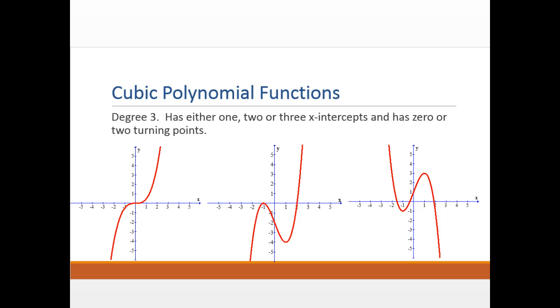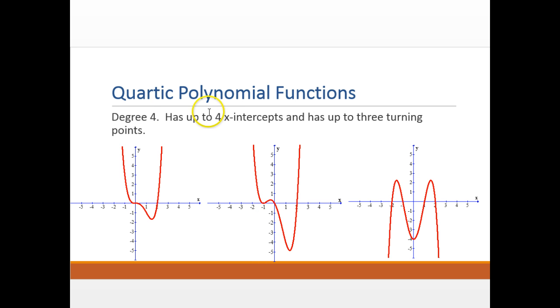We can look at cubic polynomials. These are simply degree 3 polynomials. And a degree 3 polynomial has 1, 2, or 3 x-intercepts. Here's an example of 1. Here's an example of 2 where it bounces, then comes back down and goes through. And here's an example of 3 x-intercepts. And a cubic polynomial either has 0 or 2 turning points.